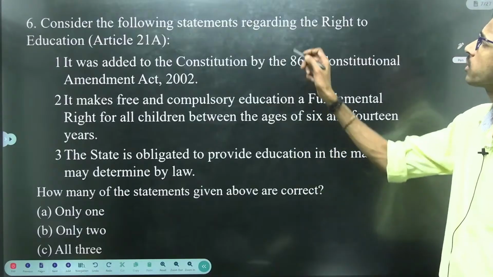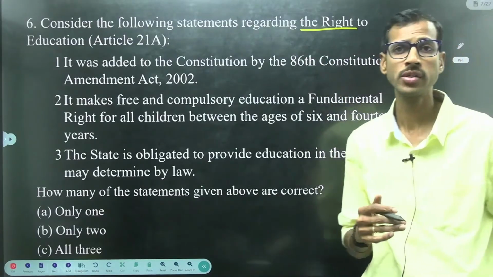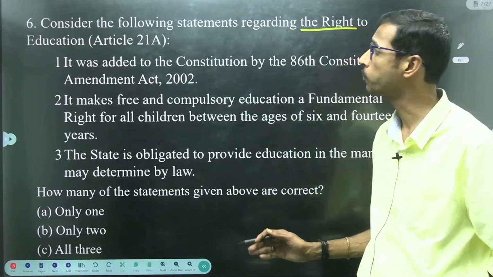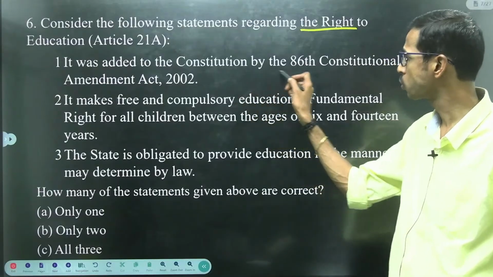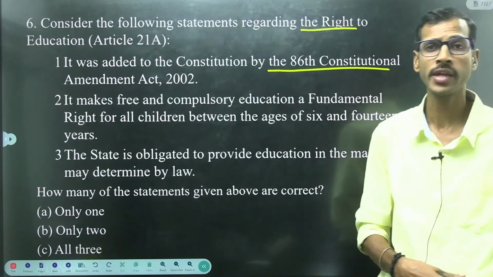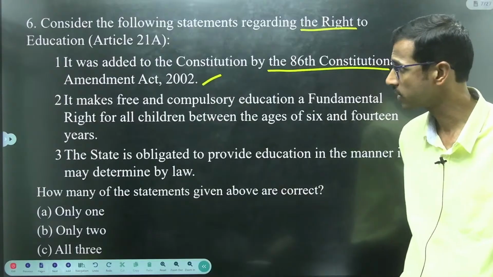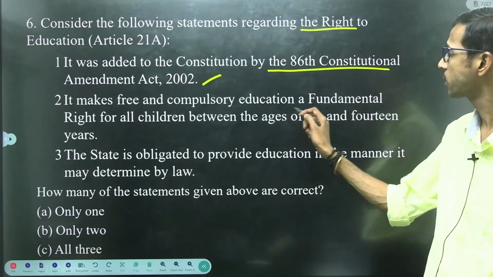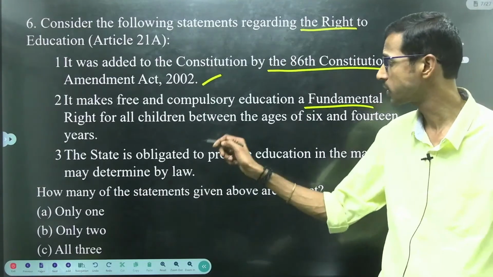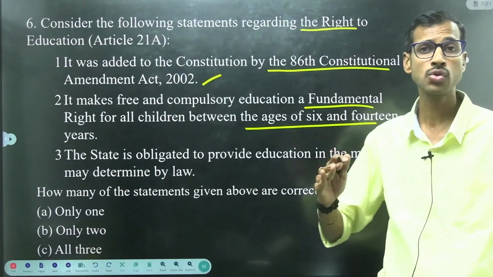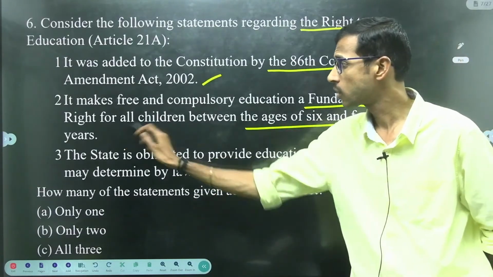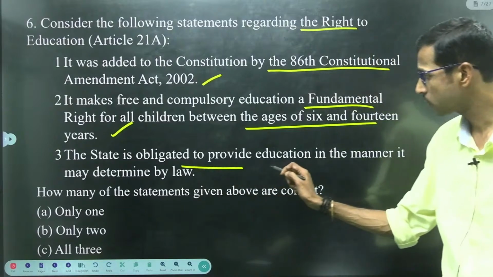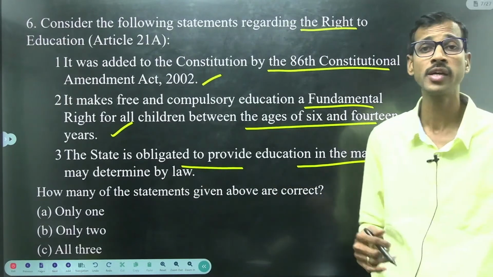Consider the following statements regarding the Right to Education Act, Article 21A, very important. It was added to the Constitution by the 86th Constitutional Amendment Act 2002. That is correct. It makes free and compulsory education a fundamental right for all children between ages 6 to 14 years. That is also correct. The state is obligated to provide education in the manner it may determine by law.